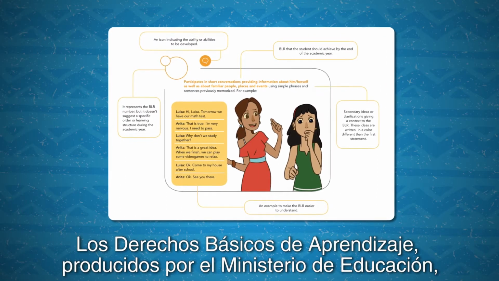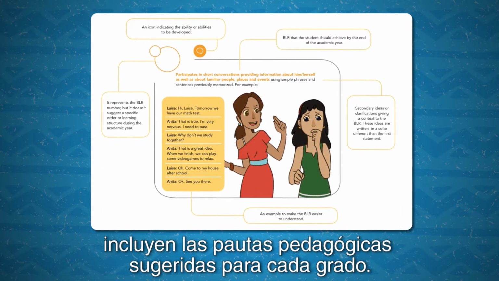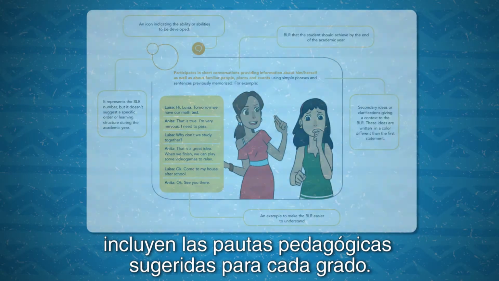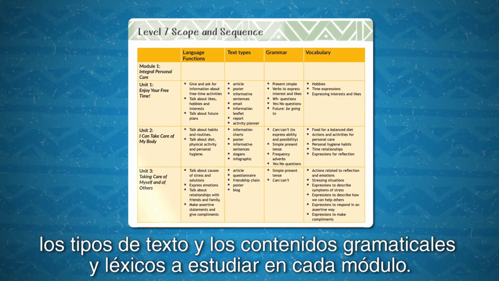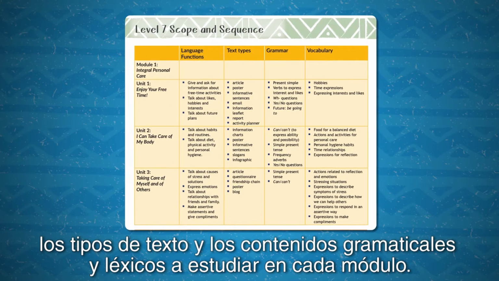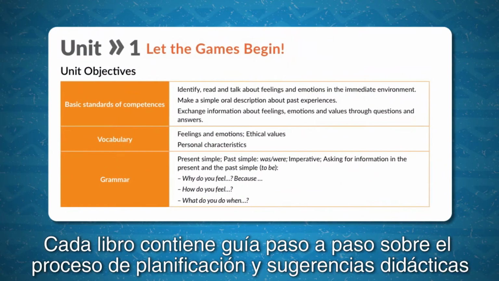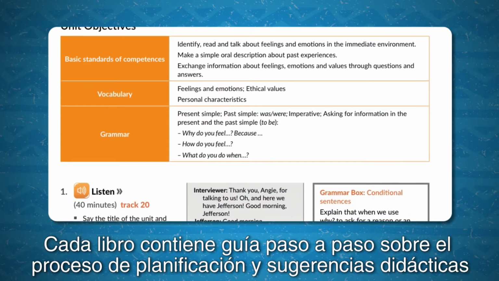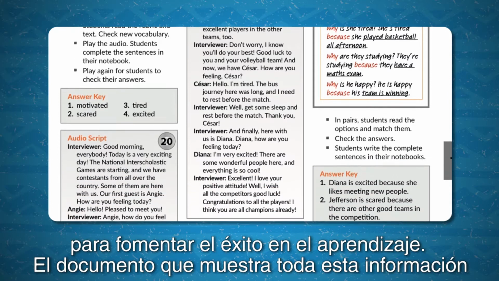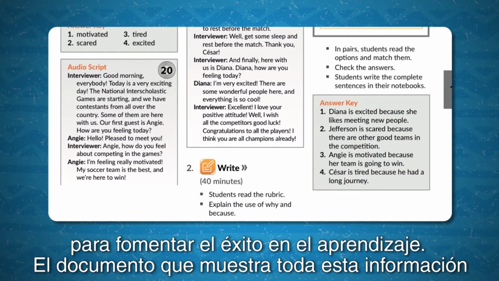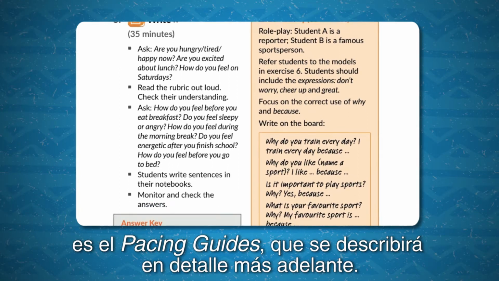The basic learning rights produced by the Ministry of Education include the suggested pedagogical guidelines for each grade. The scope and sequence describing language functions, text types and grammar, and lexical contents to be studied in every module. Each book contains step-by-step guidance on the planning process and didactical suggestions to foster success in learning. The document that displays all this information is the Pacing Guides, which will be described in detail later on.